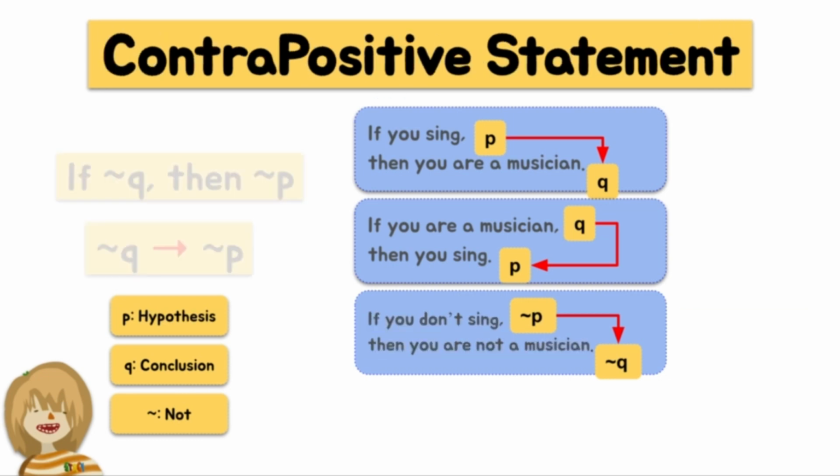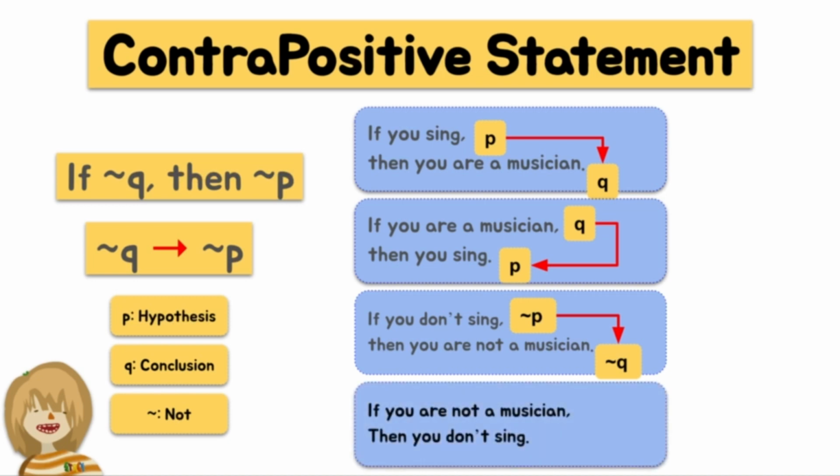Another one is the contrapositive statement. This is if not Q, then not P. What was the conditional statement again? It was if you sing, then you are a musician, right? Then we are going to switch the hypothesis and conclusion, and then you're going to make the conclusion and hypothesis negative. Let's see. If you are not a musician, then you don't sing.